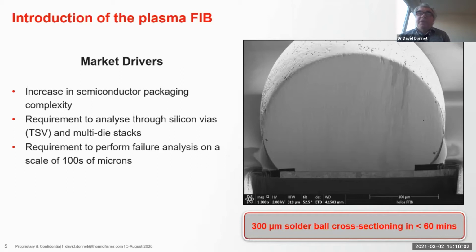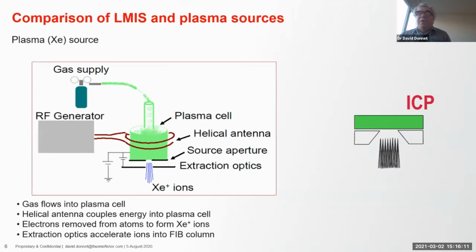So I'm going to explain a little bit about what a plasma source is and compare it to the liquid metal source, which most of you will be familiar with. The plasma is a parallel beam source. I'll compare in the next slide. The gallium source is a point source. And we have a xenon gas supply that is fed into the plasma cell. We add some energy through an RF generator. We can extract electrons from that, and then we accelerate the ions down the column.